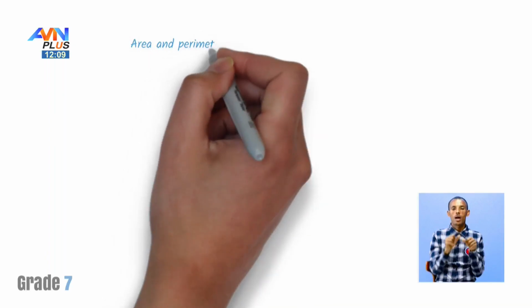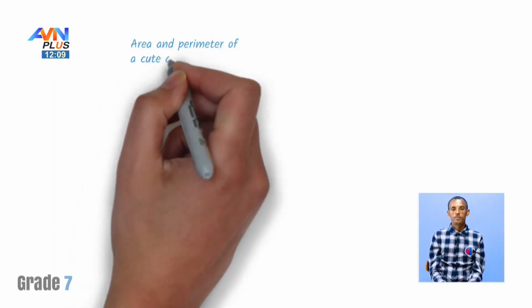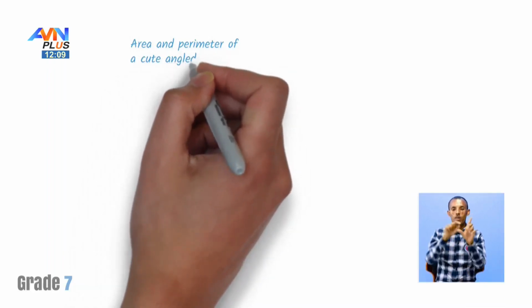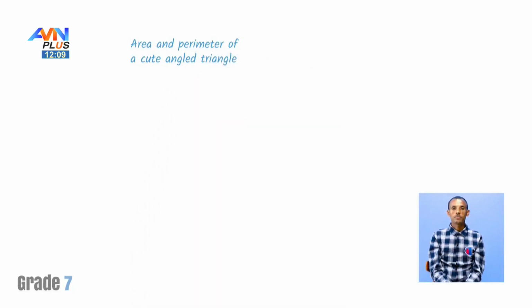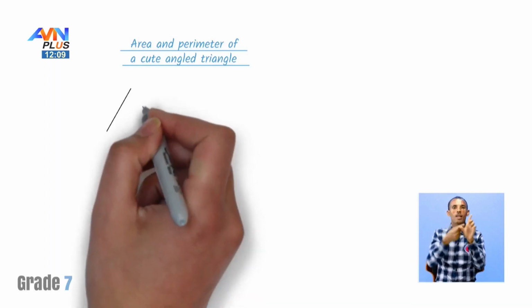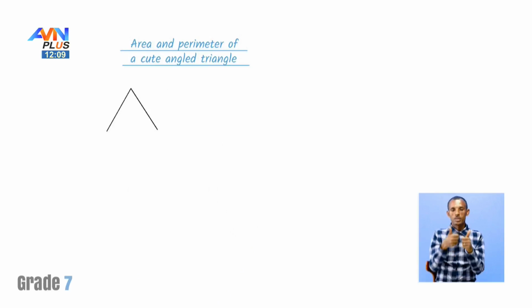Perimeter of acute angle triangle. Okay, now here acute angle triangle is a triangle in which each angle is acute, or less than 90 degrees. So how do you calculate the area of such a triangle?